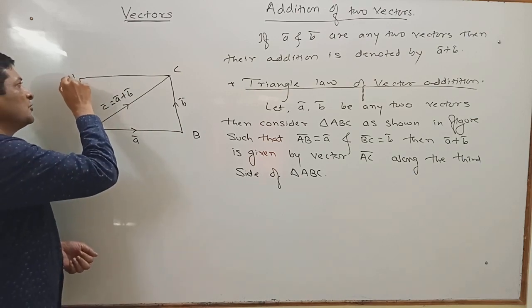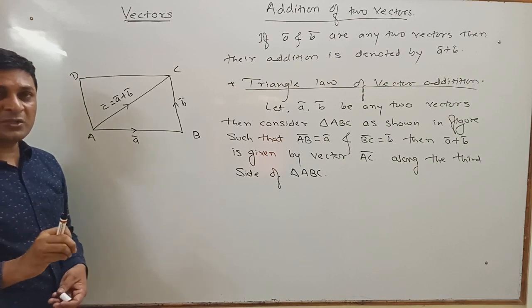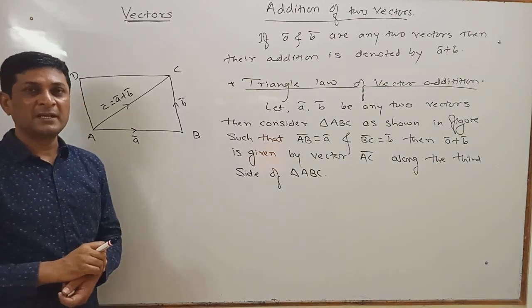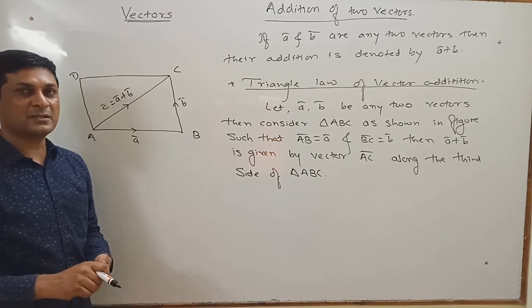Let us denote this new point by point D. Now, what does our definition of equality of two vectors say? If magnitudes are equal and directions are the same, at that time two vectors are equal.